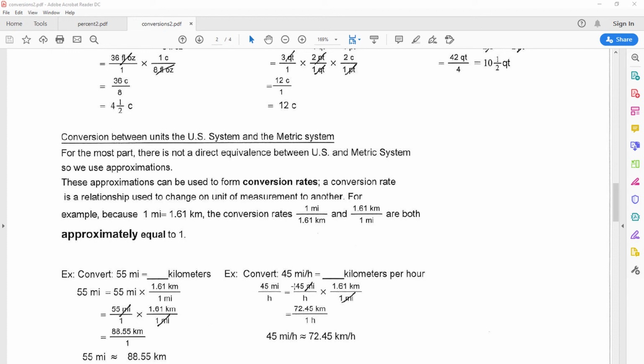The next one here, I have 45 miles per hour, so many kilometers per hour. So I want to convert miles to kilometers. So I'm multiplying here. I want miles to go away, so I cancel it out and replace it with kilometers. And that leaves me 72.45 kilometers per hour.